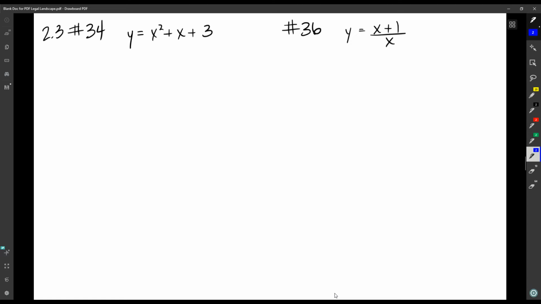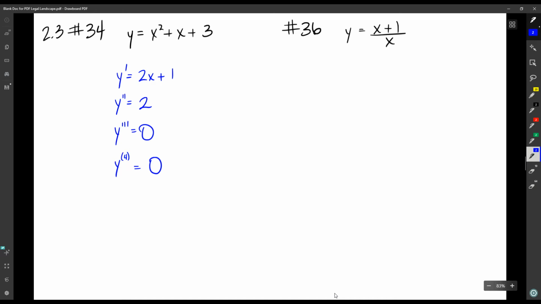The function is y equals x squared plus x plus 3. So the first derivative is just by power rule. That's going to be 2x plus 1, and the derivative of 3 is 0, so we'll leave it alone. Next, the second derivative, y double prime, is going to be just 2. Then the third derivative, the derivative of a constant, is always 0. And then the fourth derivative, the derivative of 0, is going to be 0 again.